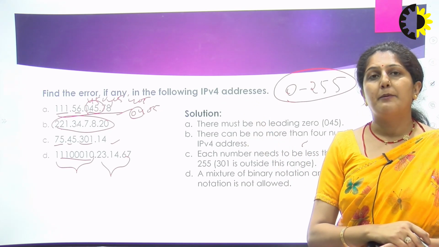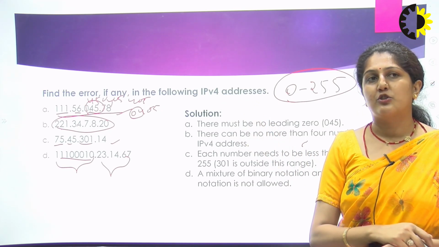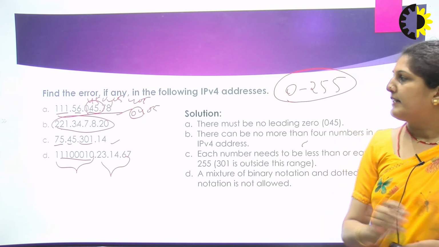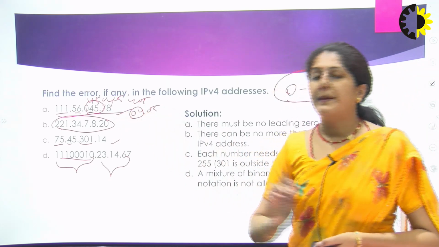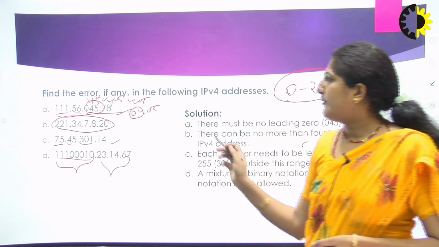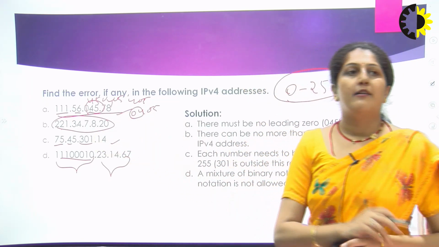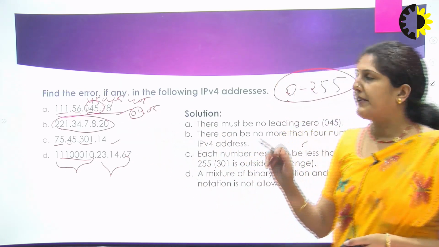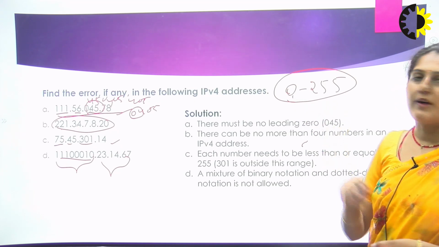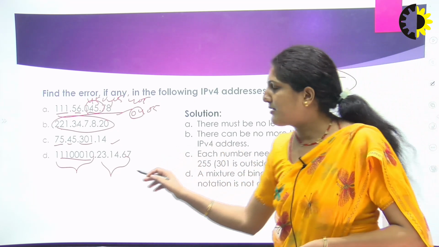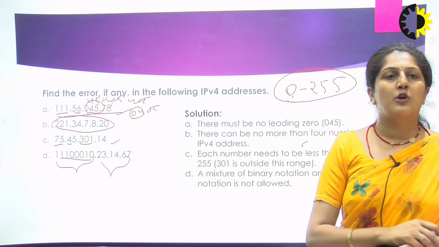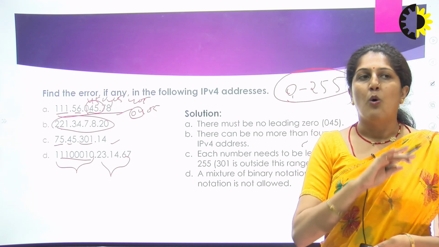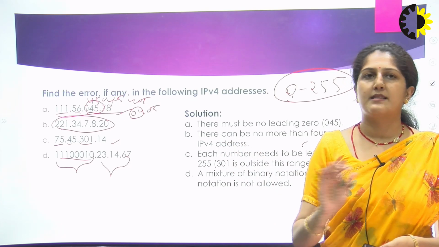So what are the rules for representing IP addresses in IP version 4? First, there should be no leading zero. Second, there should not be more than 4 octets. Third, each number should be in the range from 0 to 255. And the last, binary and decimal notation should not be mixed. Either it should be whole in binary or whole in decimal notation.